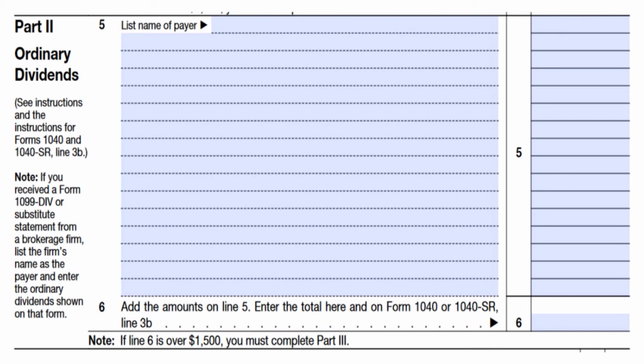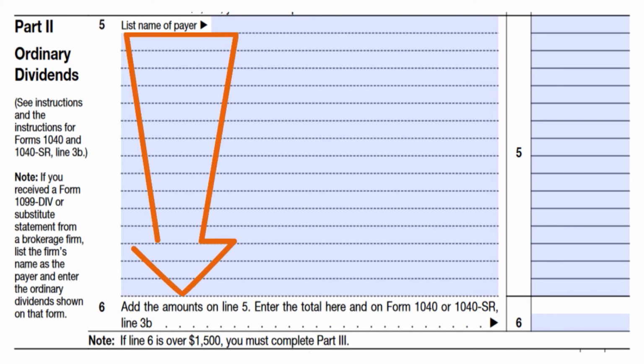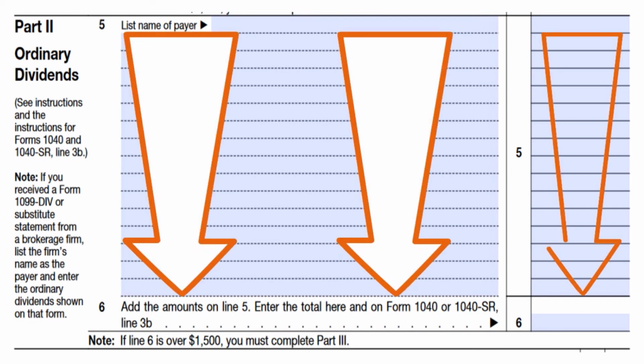You must also complete Part 3 if you have more than $1,500 of ordinary dividends. So line 5 is basically where you write all your sources of ordinary dividends and how much you made from each source. For most people, you can find this amount in box 1A of Form 1099-DIV. So you want to add up all dividend amounts and write the sum on line 6. And this value will go on line 3B of your Form 1040 or Form 1040-SR.